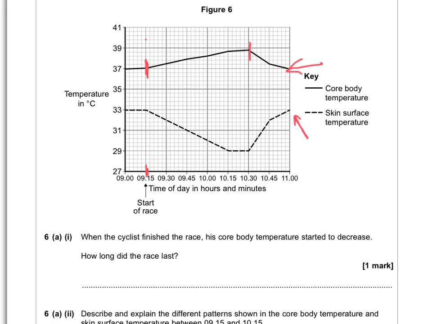There, 9:15 to 10:30. So that's 1 hour and 15 minutes, or 75 minutes if you prefer. Or you can even put 1.25 hours if you like, 1¼ hours. Okay, moving on.